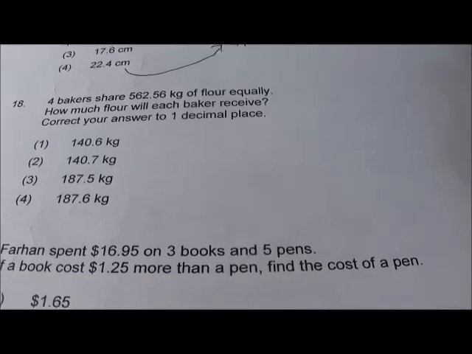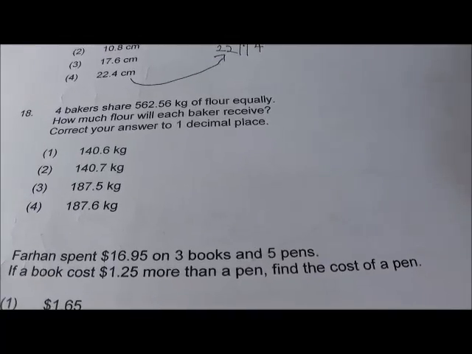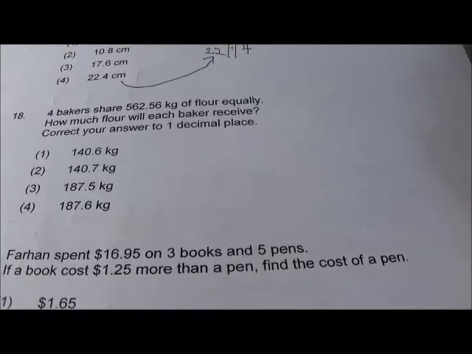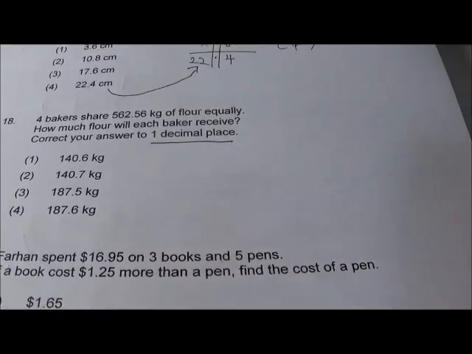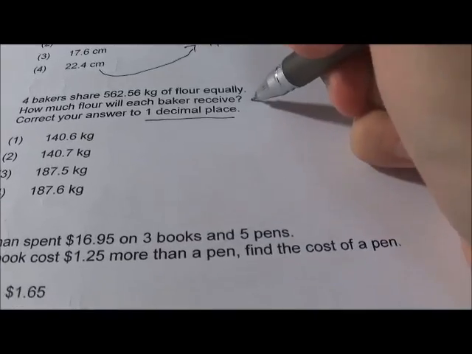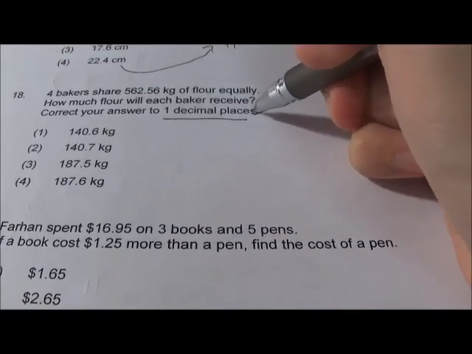4 bakers shared 562.56 kg of flour equally. How much flour will each baker receive? Correct your answer to one decimal place, please. Please do not just stop here. Read the full question, okay, the whole question.